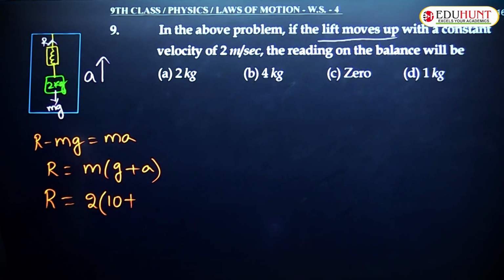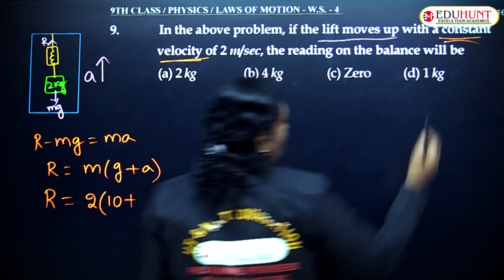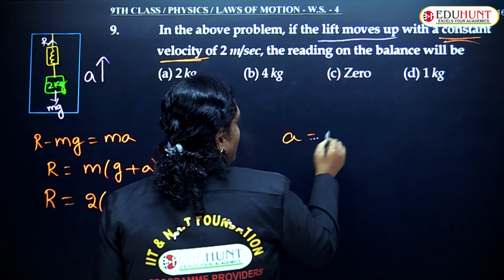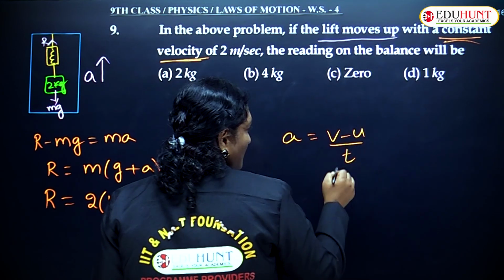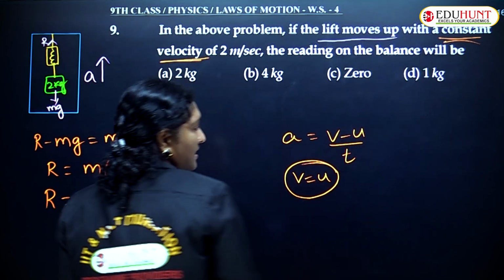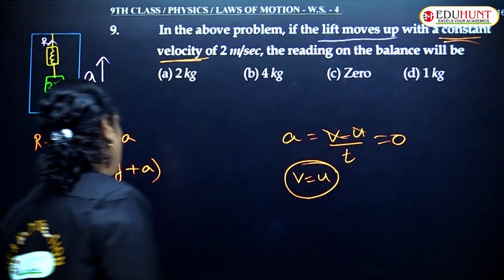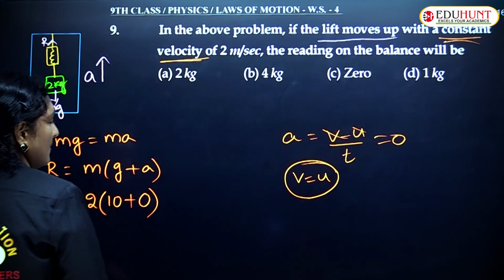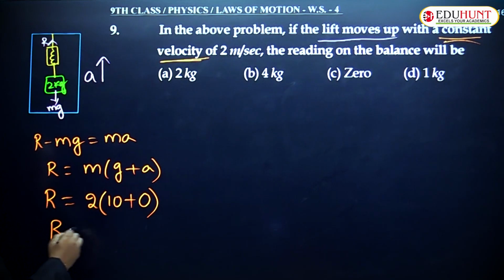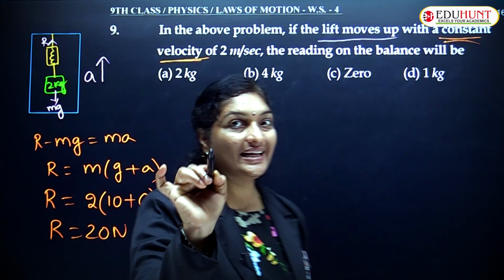So whenever the lift moves with constant velocity, constant velocity means acceleration is 0. I told you, because the value of acceleration is v minus u by t. So uniform velocity or constant velocity indicates v is equals to u. So when v is equals to u, the acceleration will be 0. So 2 into 10 plus 0. Okay. Hence, the value of R is found to be 20 newtons. What is that, children? 20 newton.